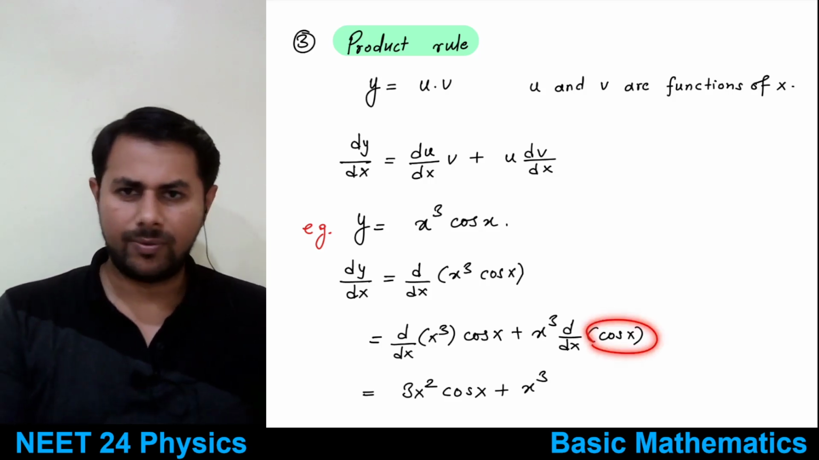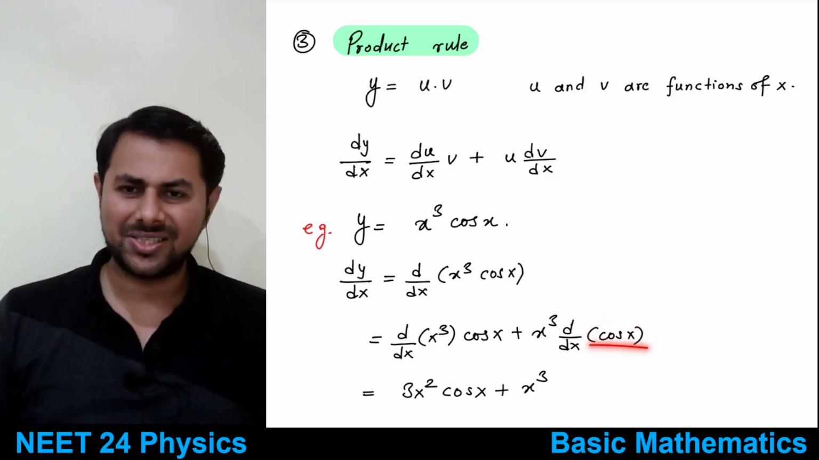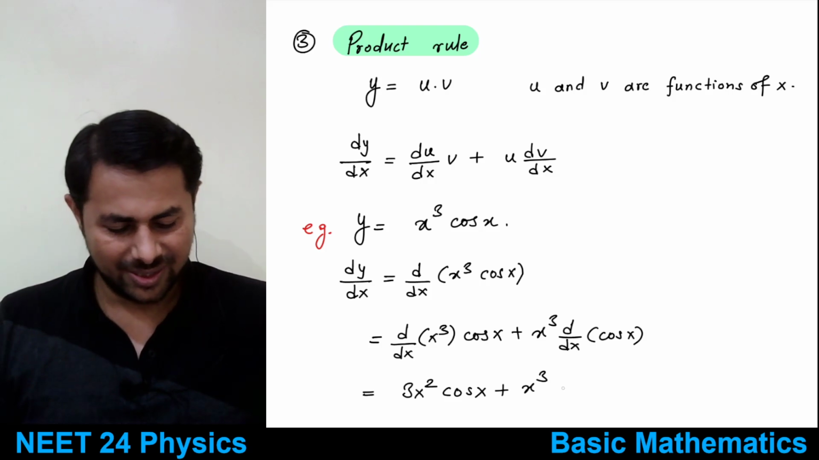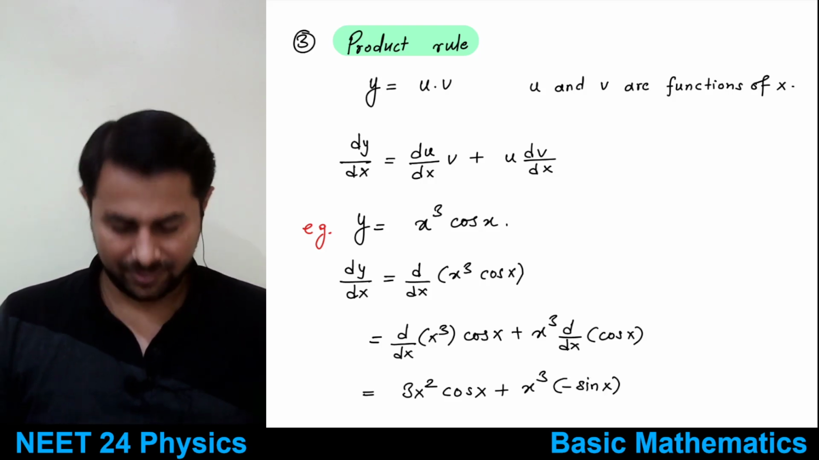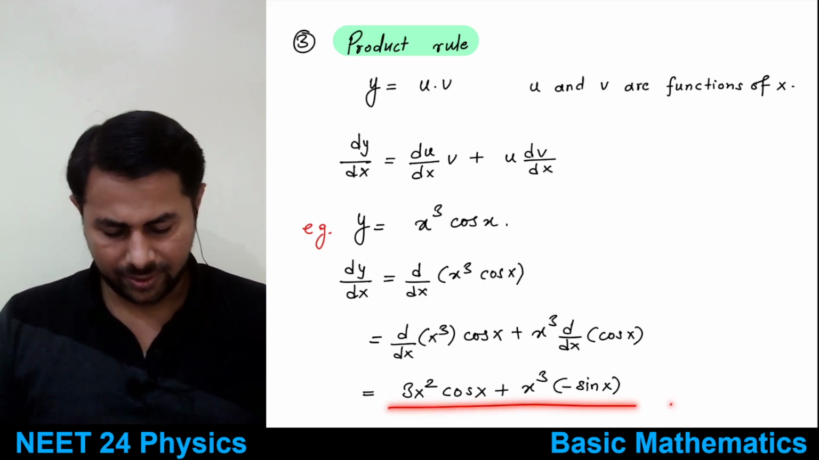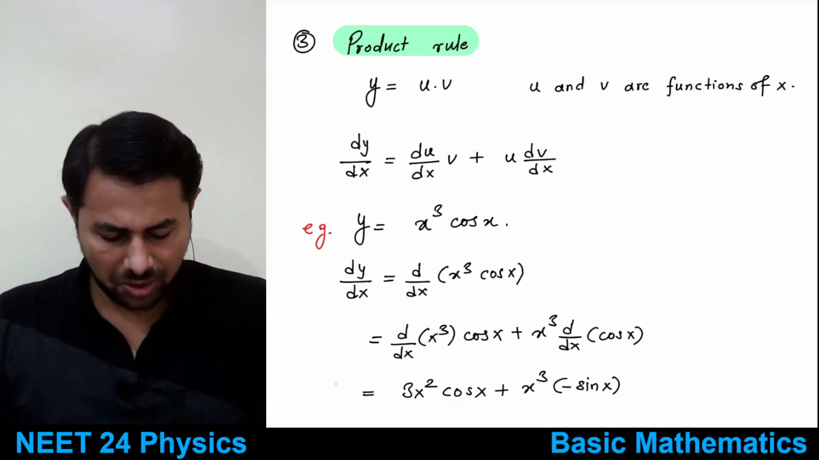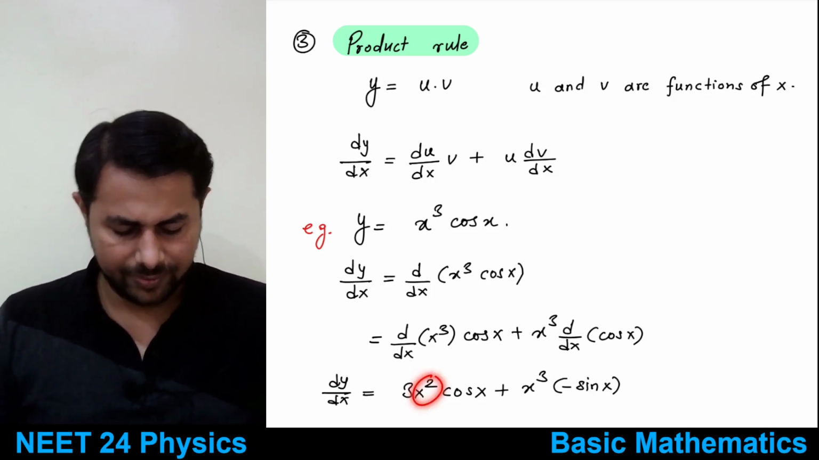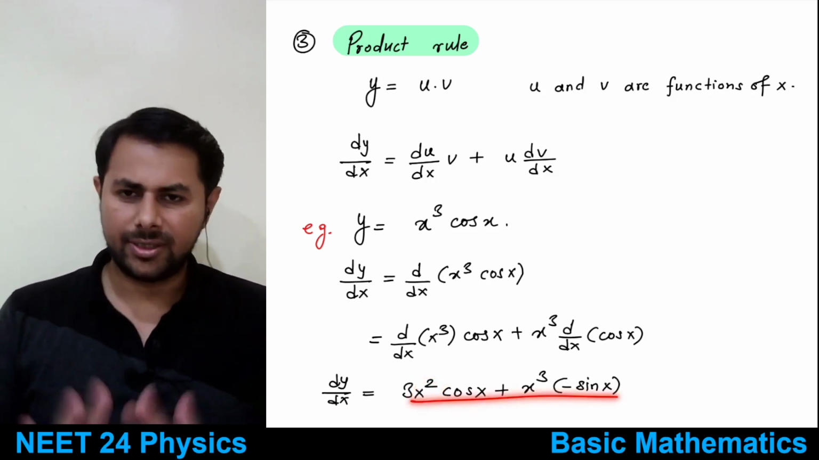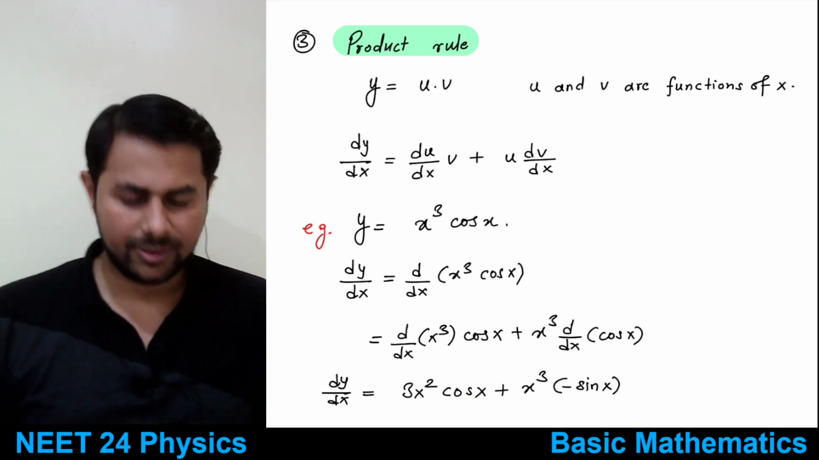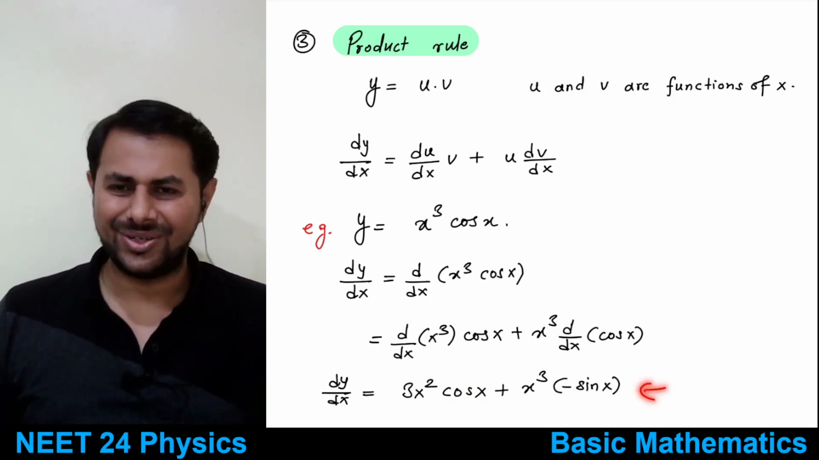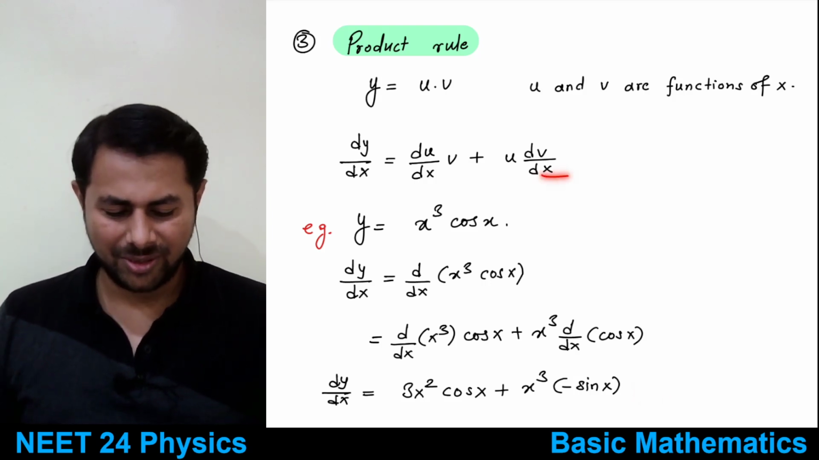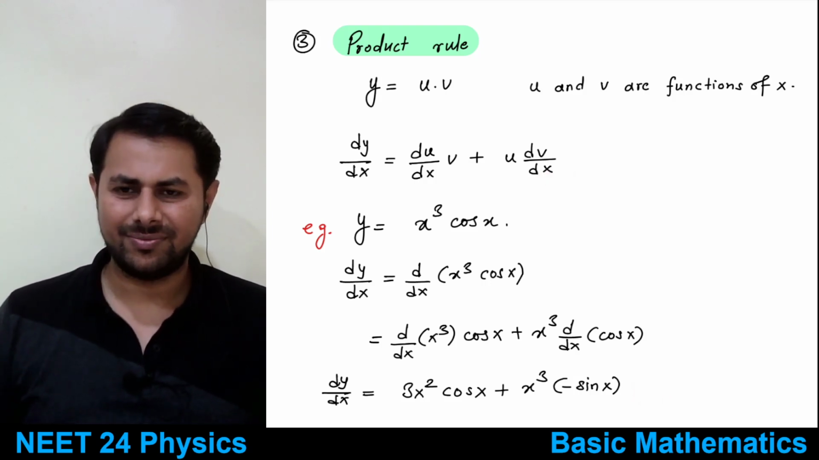If we know the formula, we can put it in: the derivative of cos x is minus sin x. So this is your answer. Now if you like, you can take x square common, but the concept is up to this point only. We can do that in numericals wherever required. So the product rule is clear, everyone?